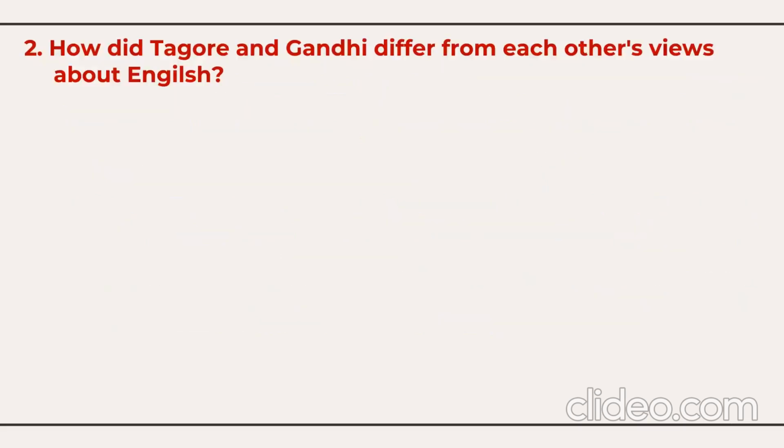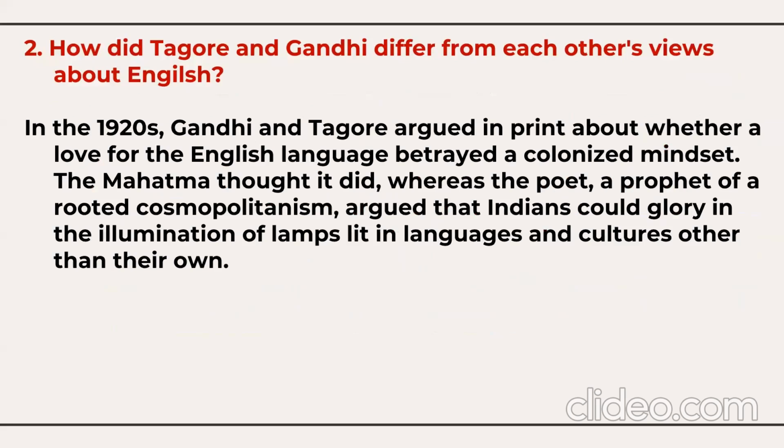Next question. How did Tagore and Gandhi differ from each other in their views about English? In the 1920s, Gandhi and Tagore argued in print about whether a love for the English language betrayed a colonized mindset. The Mahatma thought it did, whereas the poet, a prophet of a rooted cosmopolitanism, Tagore argued that Indians could glory in the illumination of lamps lit in languages and cultures other than their own.